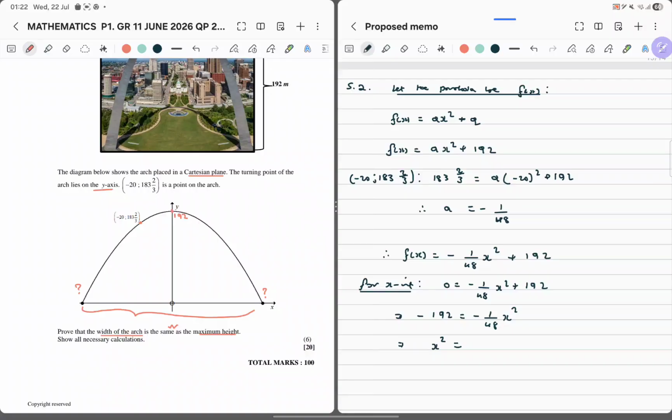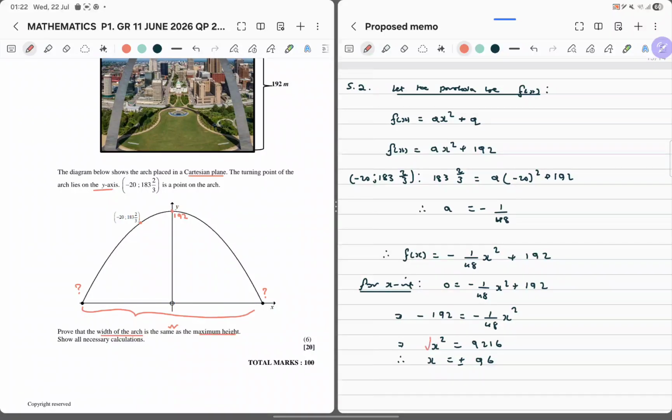Gives me 9,216. This one is a perfect square. The square root answer is 96. So we can say therefore x is going to be plus or minus 96.